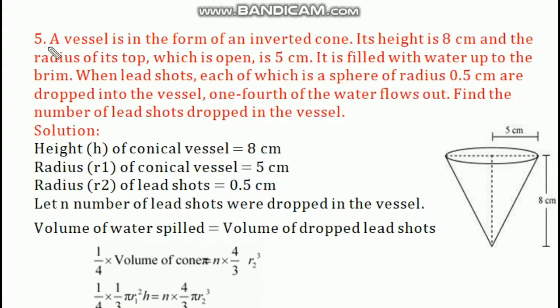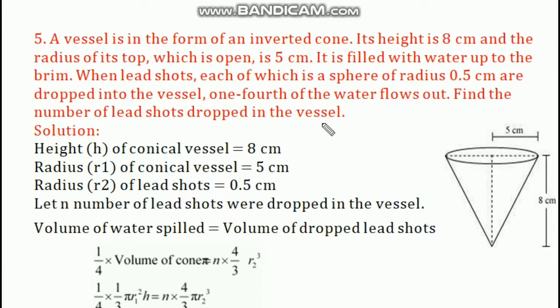Students, let us discuss exercise 13.2 fifth sum. A vessel in the form of an inverted cone. Its height is 8 centimeter and the radius of its top, which is open, is 5 centimeter. It is filled with water up to the brim. When lead shots, each of which is a sphere of radius 0.5 centimeter, are dropped into the vessel, 1/4 of the water flows out. Find the number of lead shots dropped in the vessel.